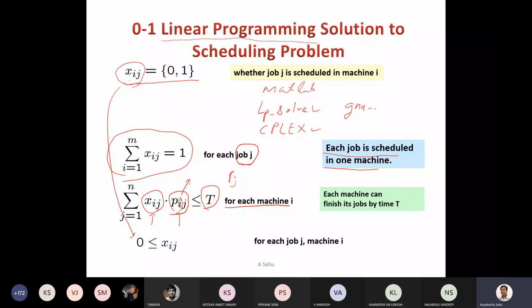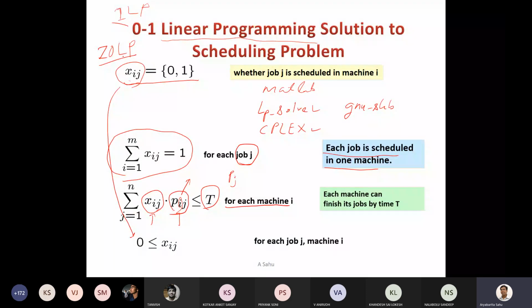Suppose you formulate the scheduling problem as a linear programming problem. Here it is 0-1 linear programming, because the variables are 0 or 1. Otherwise, if it is integer, then we call it ILP, integer linear programming. If it is 0-1, then it is 0-1 linear programming. Otherwise, by default, we say it is simple linear programming. Most linear programming tools solve ILP and 0-1 LP also.